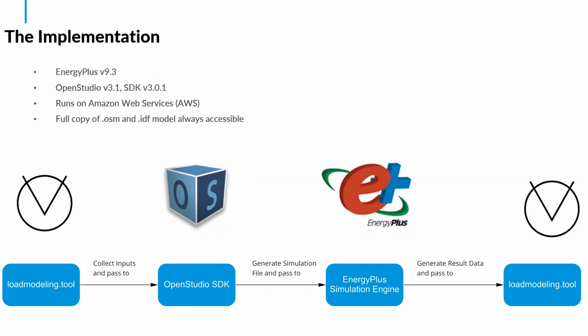One thing that we really like about integrating with OpenStudio and EnergyPlus is that at any given time you can download that OpenStudio file, you can download that EnergyPlus file, so you have full, complete access to the model. In this graphic that we're showing, loadmodeling.tool is almost a wrapper around those services. We have the interface to collect all the inputs, collect geometry, collect schedules, all that kind of stuff. That's going to pass into OpenStudio, it's going to pass into EnergyPlus, and then we're going to see all the results that we can action again via loadmodeling.tool.